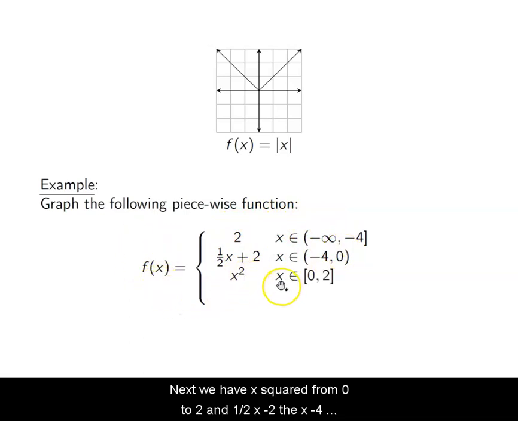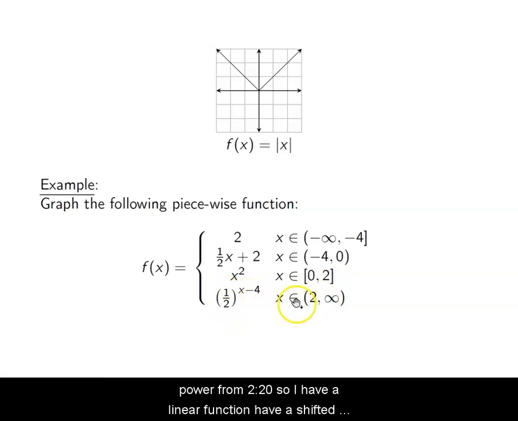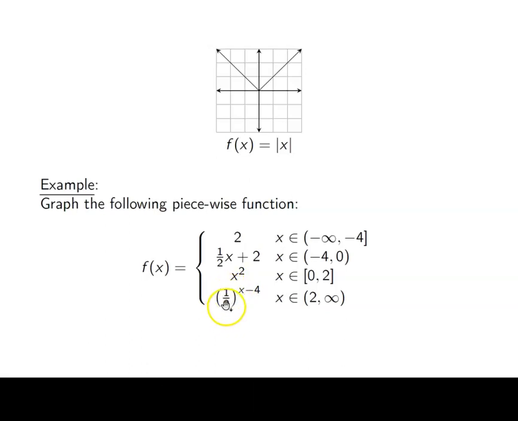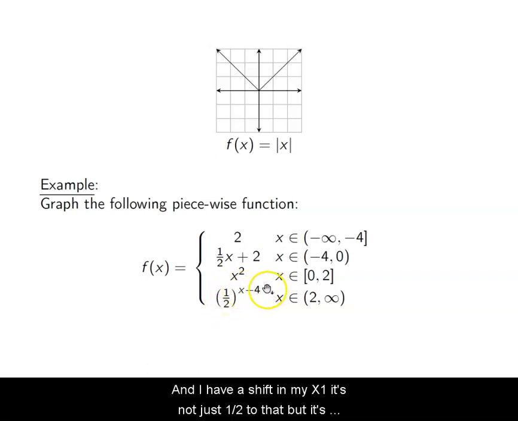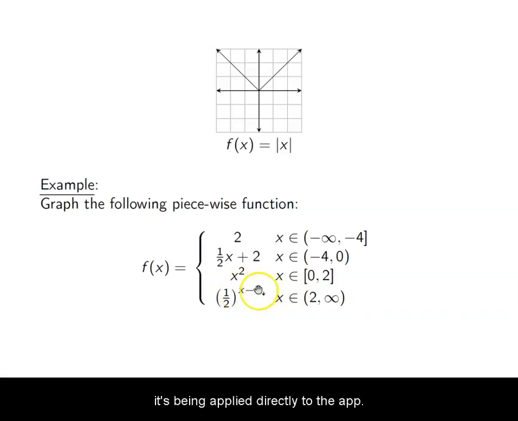Next we have x squared from 0 to 2, and (1/2) to the x minus 4 power from 2 to infinity. So I have a linear function, a shifted linear function, a quadratic, a power function, and an exponential function. It's nice because I know this is a base of 2 with the negative exponent, which gives me 1/2, or we can think of this as the reciprocal of 2, which is the same thing. And I have a shift in my exponent. It's not just 1/2 to the x, but 1/2 to the x shifted by 4, and it's shifted to the right by 4 units because it's x minus 4, being applied directly to the x.